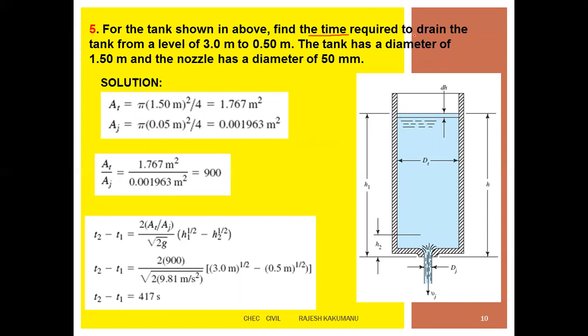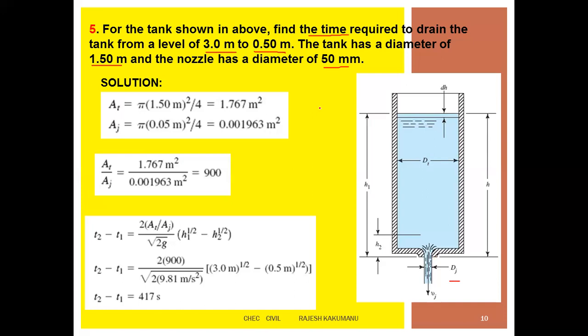Find the time required to drain the tank from the level of 3 meters to 0.5 meters. That is, h1 is equal to 3 meters and h2 is equal to 0.5 meters, until it reaches that you have to find the time. The tank has a diameter of 1.50, and the nozzle diameter is 50 mm.